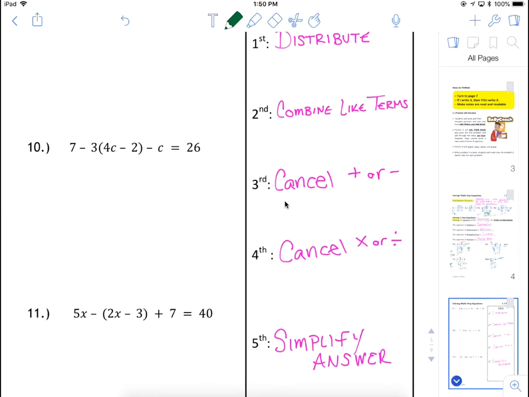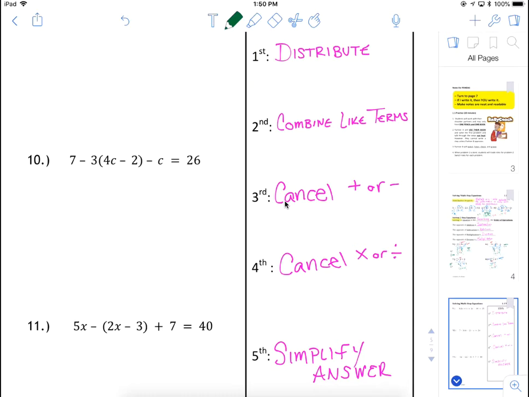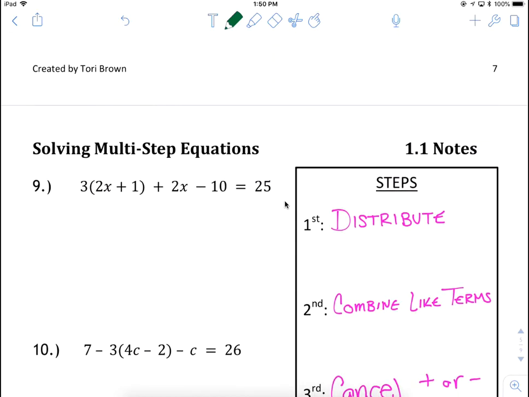All right, I'm going to zoom out for just a second. Take a minute on the next page, write down those 5 steps. If you need some more time, go ahead and pause the video. All right, so we have 3 more questions left. These are called multi-step equations. Multi-step because they have more than 2 steps.